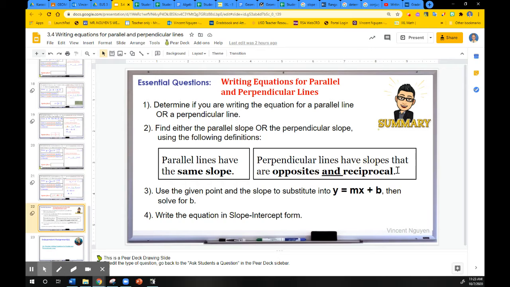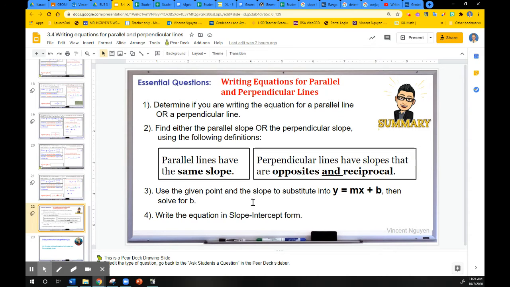Opposite just means the opposite sign, positive versus negative, and reciprocal is the flip of the number. So the denominator and numerator flip. If it's 1 over 4, the reciprocal would be 4 over 1, for example.